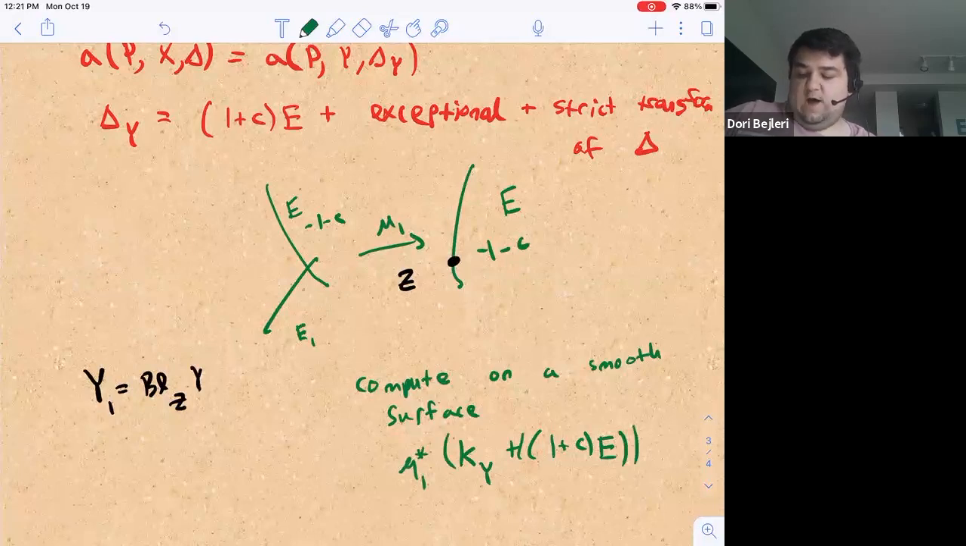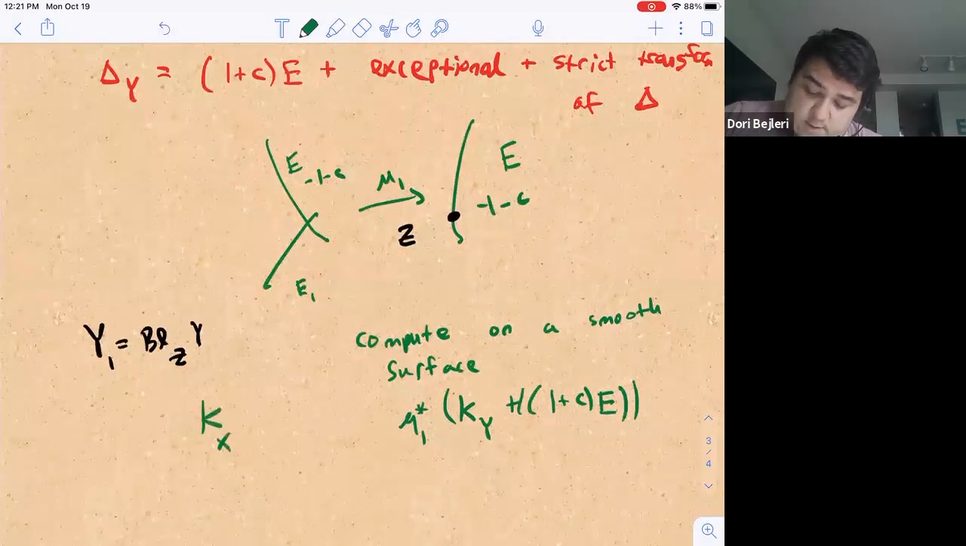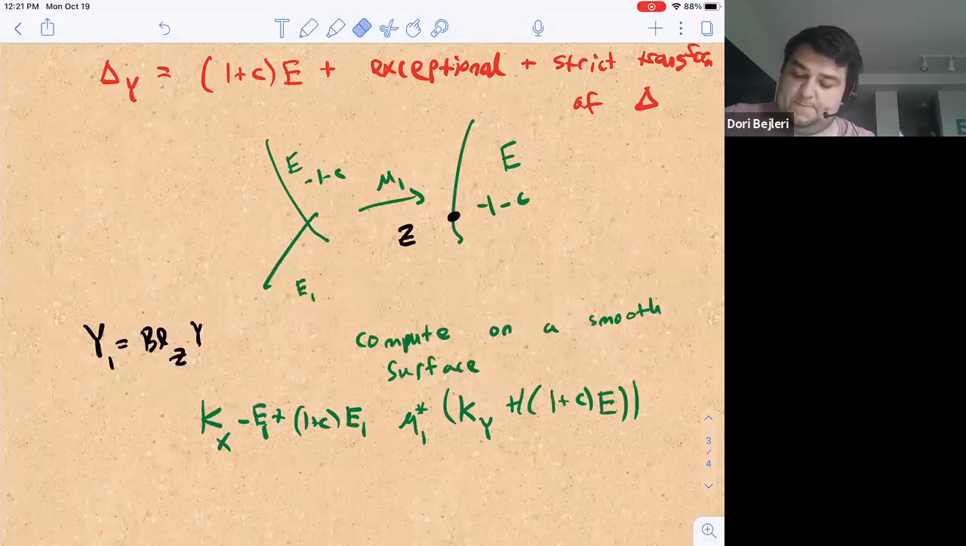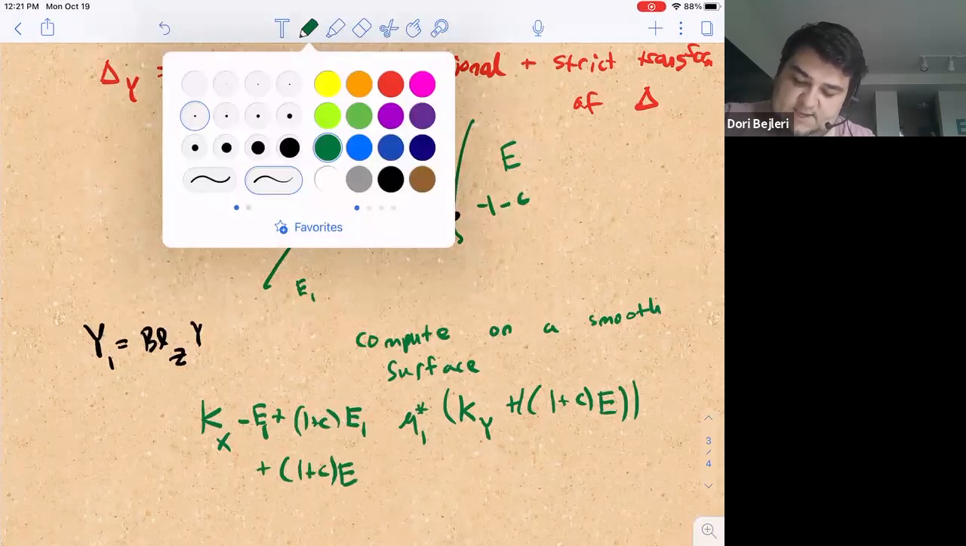Well, for ky, when we pull that back, we have to subtract the exceptional. We get kx minus the new exceptional e1. But then when we pull back e, since e goes through this point that we're blowing up, pulling back e gives us 1 copy plus c of the exceptional. So here we get kx minus e1 from just pulling back ky, but then plus 1 plus c e1, and then plus 1 plus c e, the thing we already had. So then we have this e1, and then we have this minus e1, so we just get plus c e1. Okay.